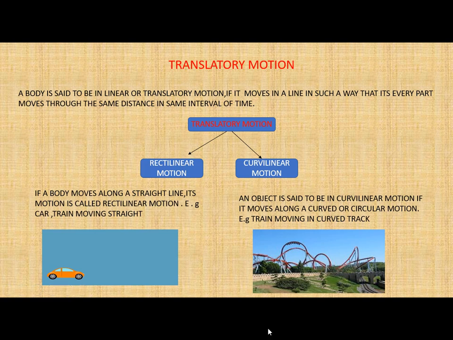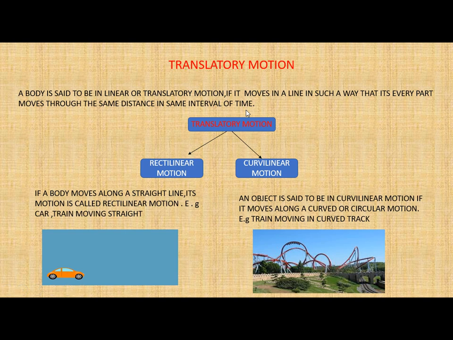So first let us read out the definition of translatory motion. A body is said to be in a linear or translatory motion if it moves in a line in such a way that its every part moves through the same distance in the same interval of time. So this is the basic definition of translatory motion.